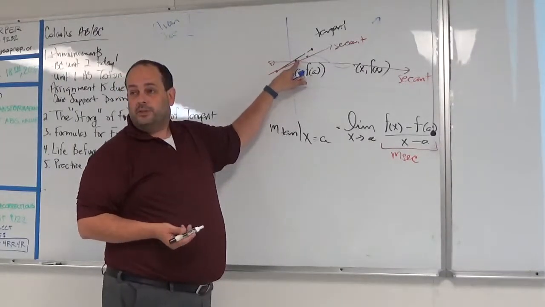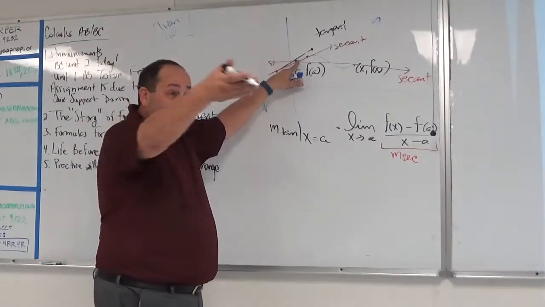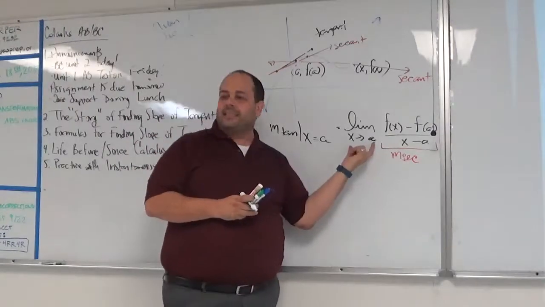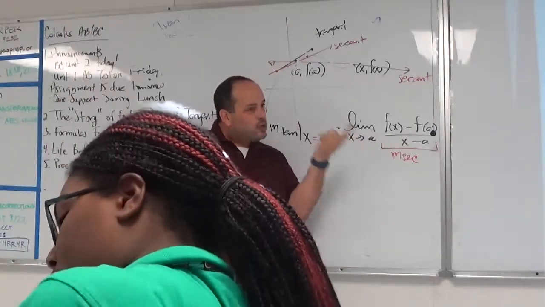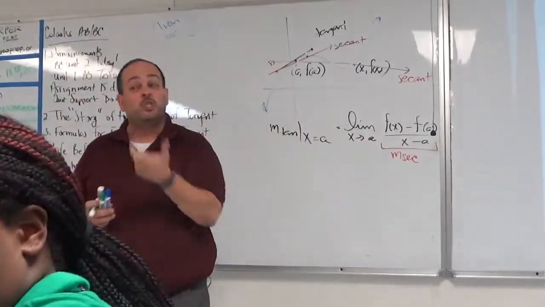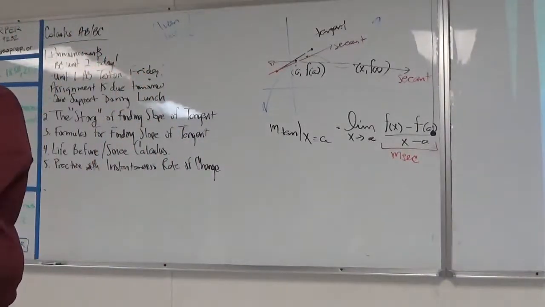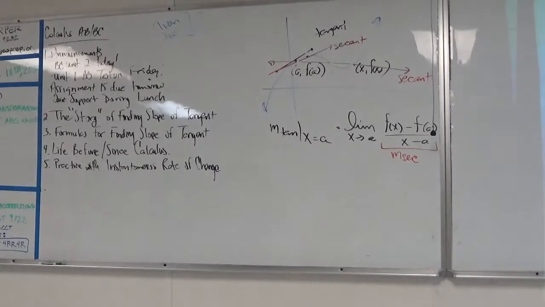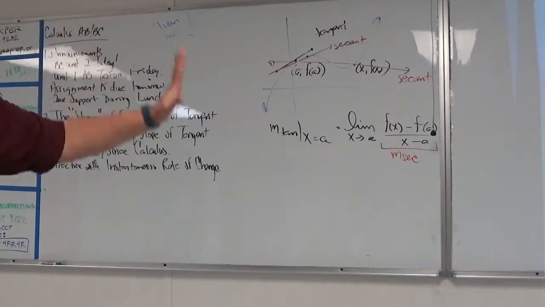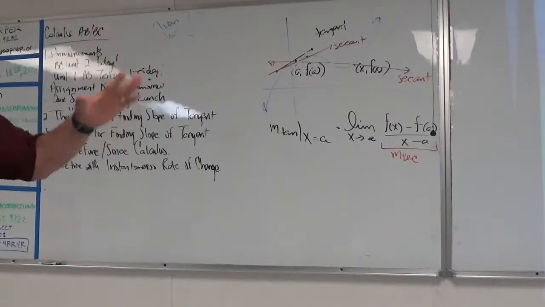Like really close. Our notation for get really close is limit as x approaches a. Get those 2 points as close as you can get, so close you can't even tell them apart anymore. So close it looks and it feels like 1 point. Is everybody good with this? This is the big picture. This is the behind the scenes.